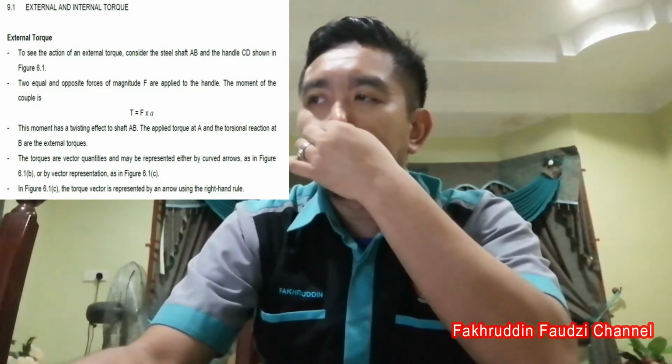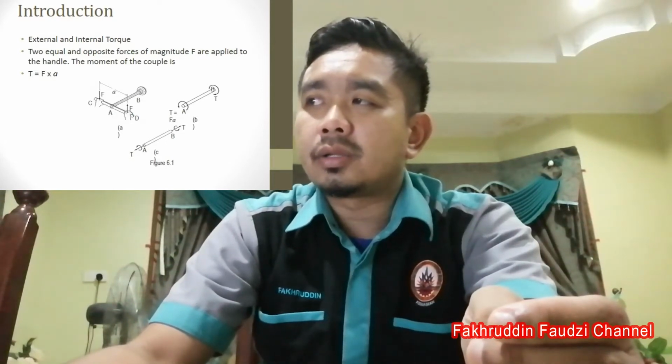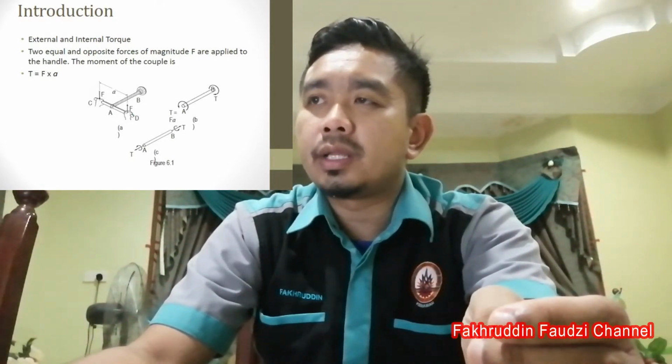Okay, right. So for the introduction, diberitahu kat sini external and internal torque. So ada dua lah. Satu kita panggil sebagai external dan satu lagi kita panggil internal torque. Two equal and opposite forces of magnitude F are applied to the handle. The moment of the couple is T equal to F over A. Ni untuk yang tahu torque tu. Jadi kalau ikut daripada gambar rajah tu, kalau you tengok ada A, B, C tu. Kalau yang A tu dia beritahu 6.1A.